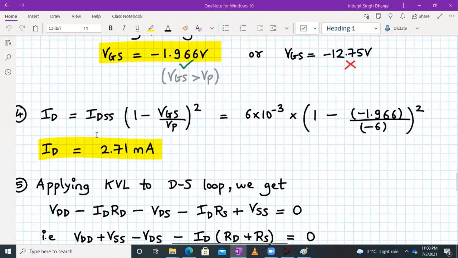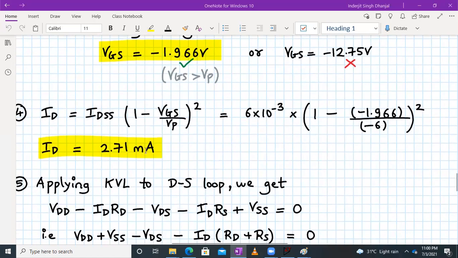So the ID formula is ID is equal to IDSS times 1 minus VGS upon VP, the whole square. So we plug in these values. So ID will come out to be 2.71 milliamperes.